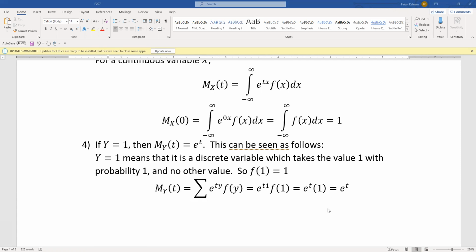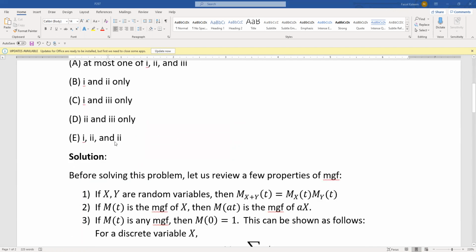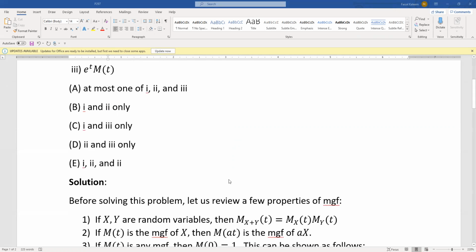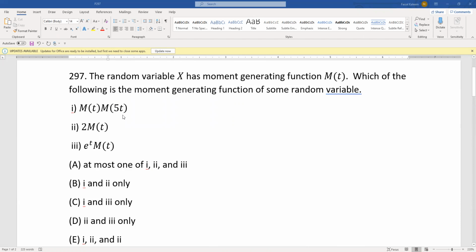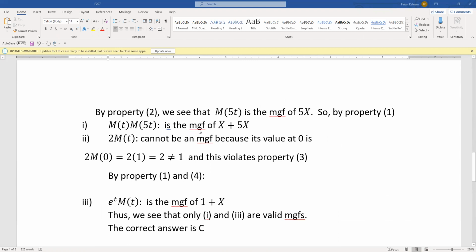So now these four properties will help us solve this problem. So now we go back. The first one is m(t) m(5t). Property 2 tells us that m of 5t is the MGF of 5x. So let's go down. And then property 1 tells us that the MGF of a sum is the product of the individual MGFs. So therefore, the MGF of x plus 5x will be m of t times m of 5t, because m of t is the MGF of x, and then m of 5t will be the MGF of 5x. So 1 is a valid MGF.